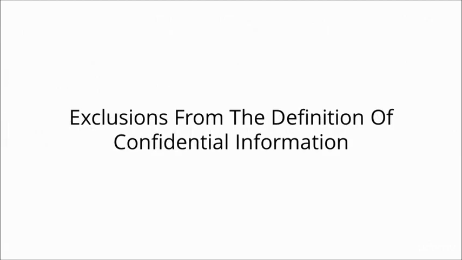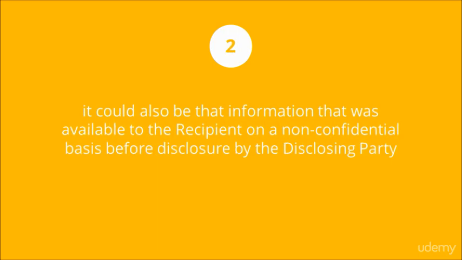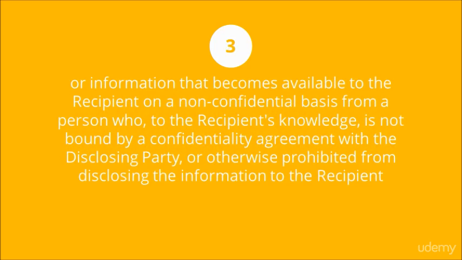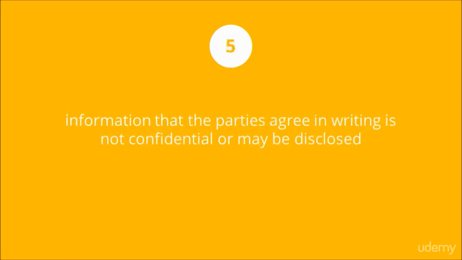In the same clause, you can also draft what will be excluded from the definition of confidential information. It could be that information that is generally available to the public. It could also be that information that was available to the recipient on a non-confidential basis before disclosure by the disclosing party, or information that becomes available to the recipient on a non-confidential basis from a person who, to the recipient's knowledge, is not bound by a confidentiality agreement with the disclosing party or otherwise prohibited from disclosing the information to the recipient. It could also be information that was lawfully in the possession of the recipient before the information was disclosed to it by the disclosing party, or information that the parties agree in writing is not confidential or may be disclosed.